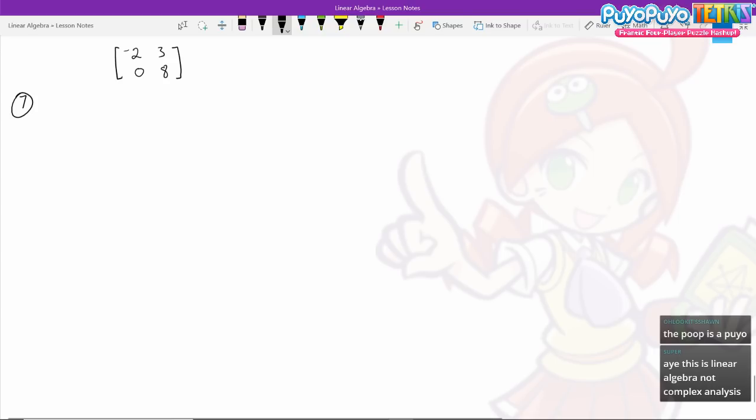Wait a second, standard basis for... Sorry, one second. Okay, all right. Wait. For this, explain why S is not a basis for R2.